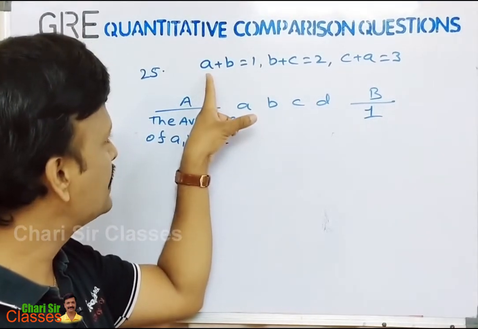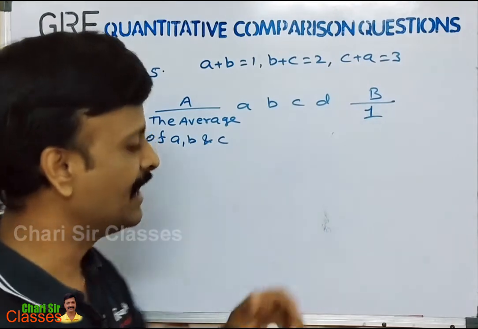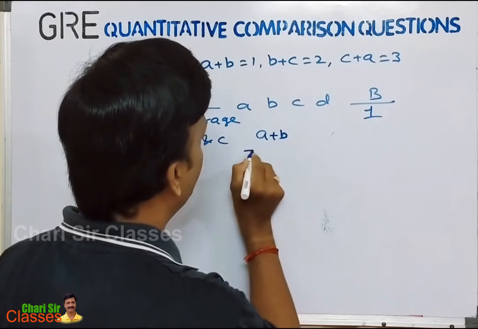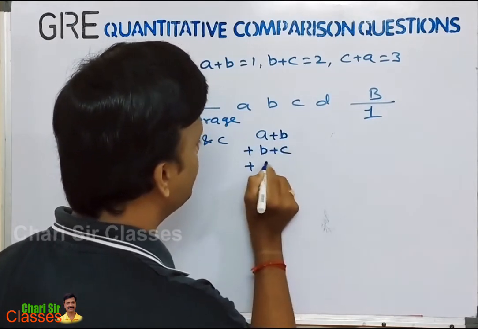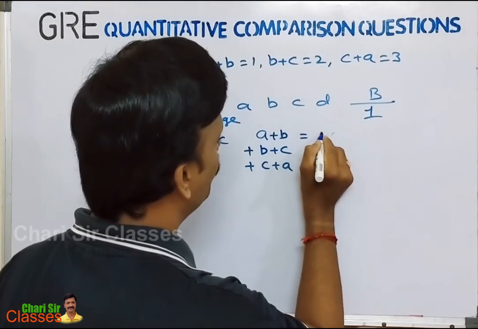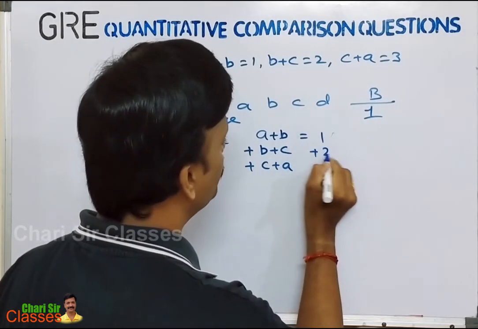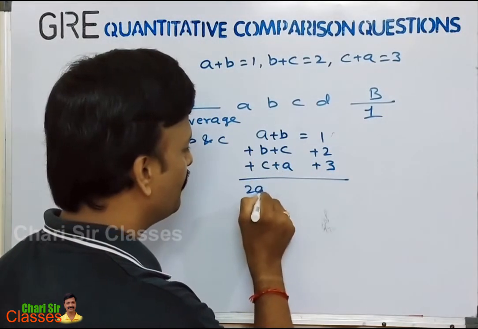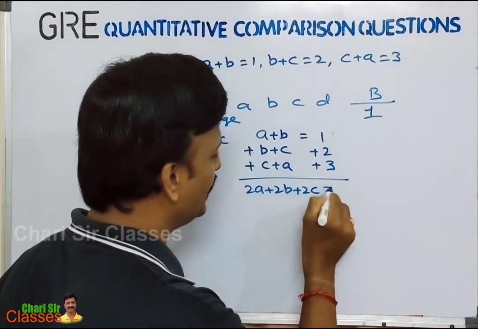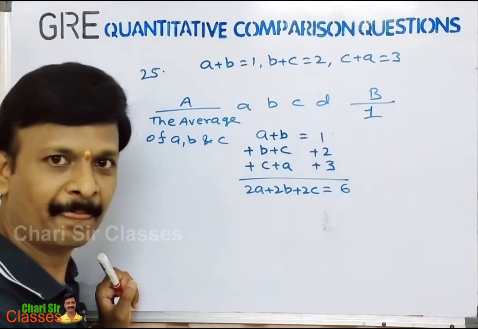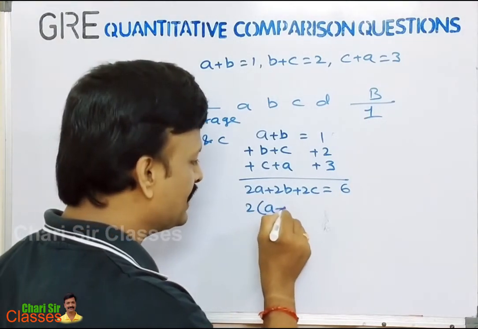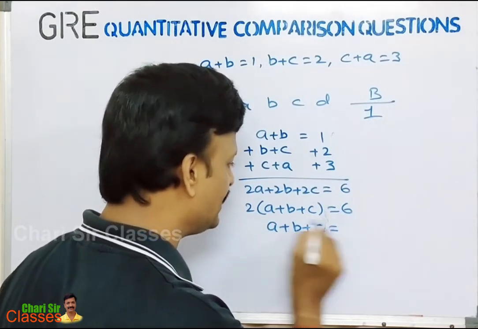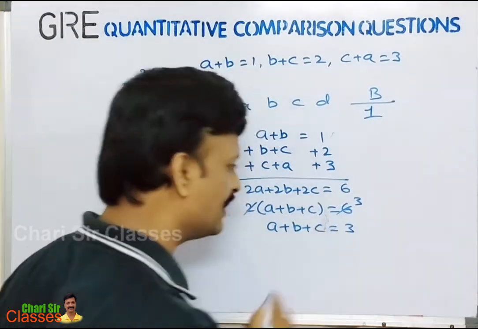Here you can see that it is given a plus b, b plus c, c plus a. Let's try to add all these. A plus b plus b plus c plus c plus a, which is equal to 1 plus 2 plus 3. Now we get 2a plus 2b plus 2c, which is equal to 6. Now we can take 2 common, that is 2 times a plus b plus c equal to 6, and a plus b plus c is equal to, cancelling this, 3.